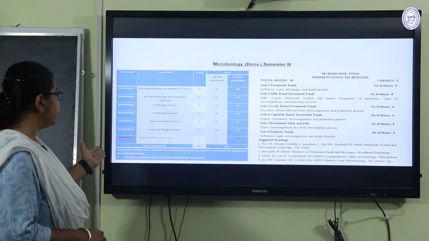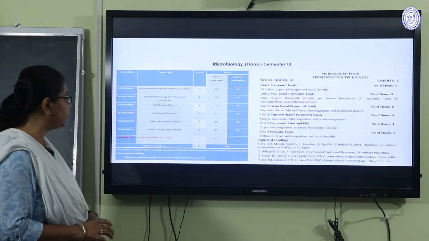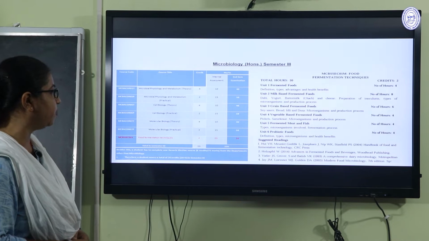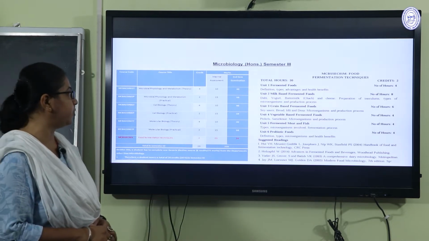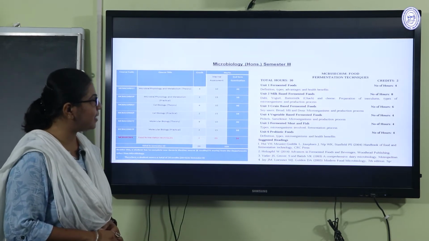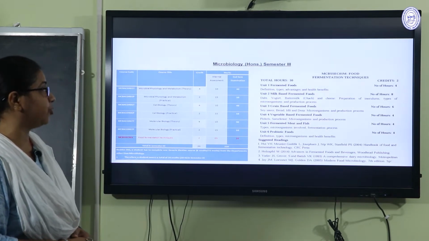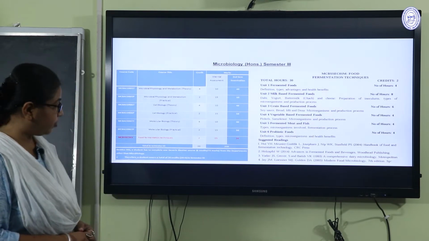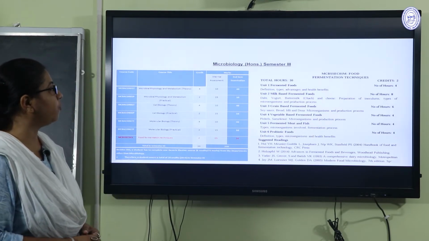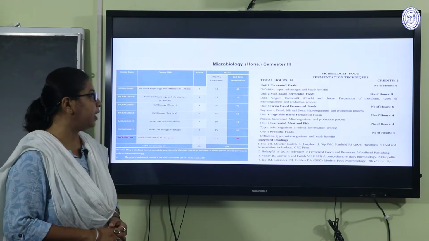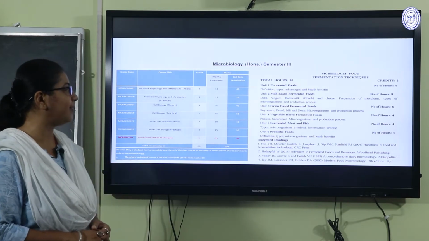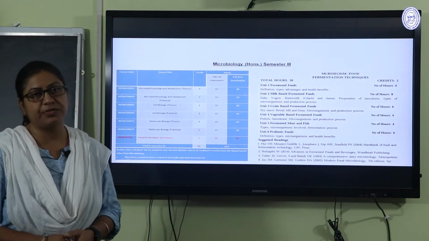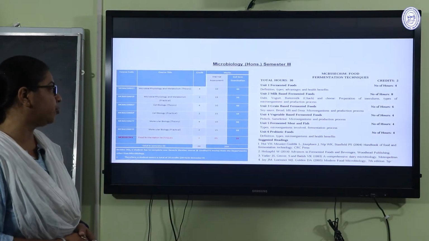So here the MCB SSEC 001, which is food fermentation techniques, has a credit of 2 and total marks of 20, where 20 is for the semester exam and 5 for the internal assessment. The syllabus is as follows: Unit 1 consists of fermented foods, Unit 2 milk-based fermented foods, Unit 3 grain-based fermented foods, Unit 4 vegetable-based fermented foods, Unit 5 fermented meat and fish, and last but not the least, probiotic foods. These are some of the suggested readings that you can consult during your course.